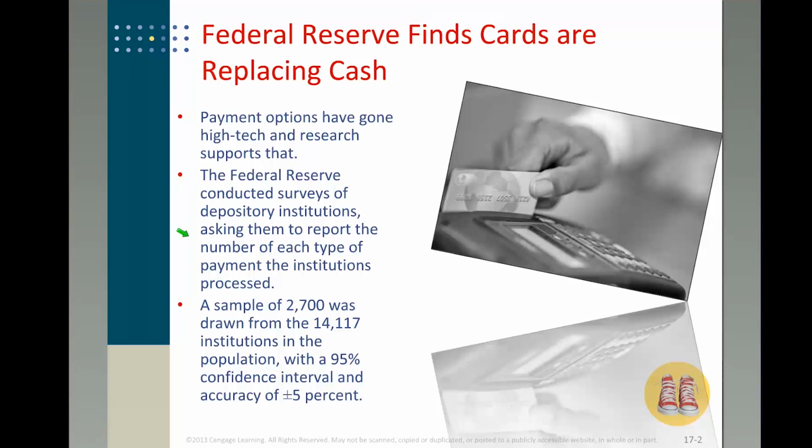However, let's think about it. There are 14,117 institutions in the United States. Apparently, the Federal Reserve would not survey every one of them. That would be too costly and time consuming, right?